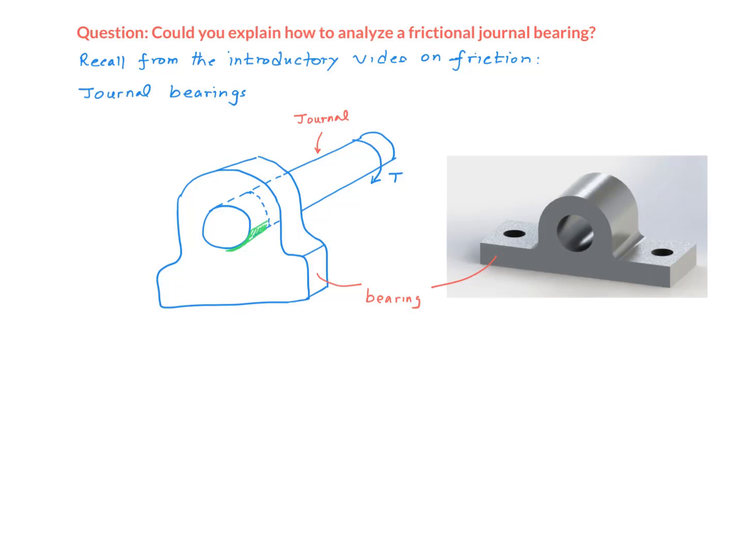All contact surfaces have friction, right? This is no exception. There's going to be friction between the shaft and the bearing along this contact surface. What exactly is the contact surface? Well, that depends on the torque and the other forces acting on the shaft, and we'll discuss that in the next few slides. Because of this friction, you have to apply a minimum torque in order to rotate this shaft.